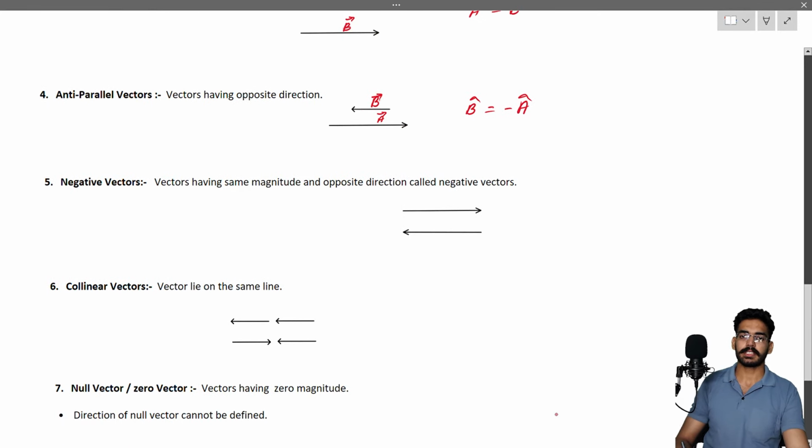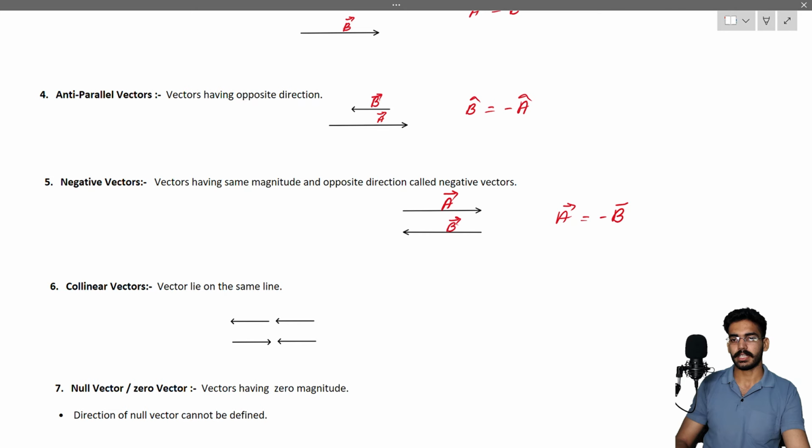Okay, next thing is negative vectors. Negative vectors: I'm saying this is the A vector and this is the B vector, so I can say the A vector has equal magnitude but is just on the opposite side. So A vector equals minus B vector, that's all. If you take the mod on both sides, A magnitude equals B magnitude, but direction is just opposite.